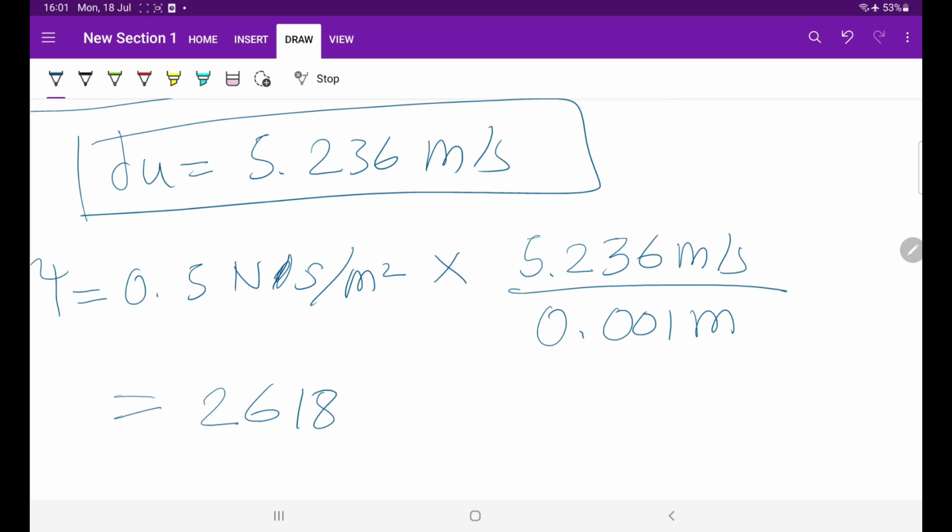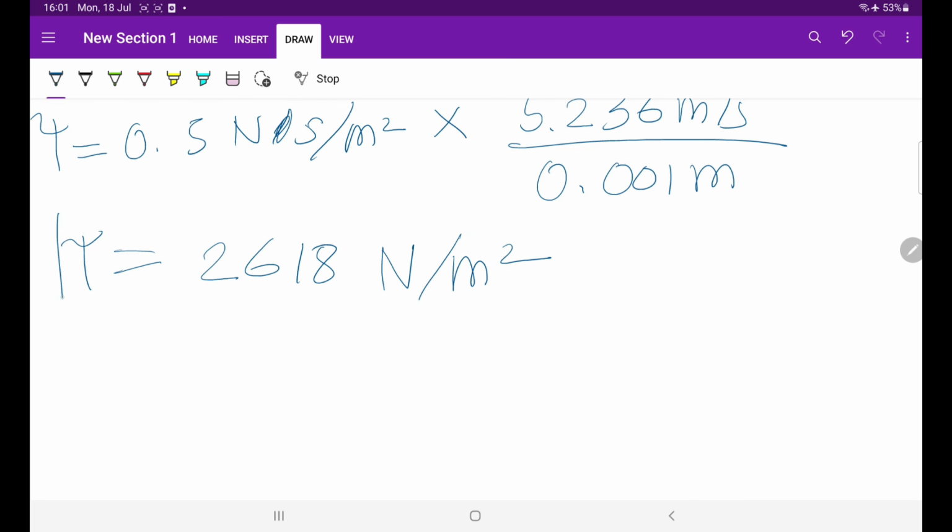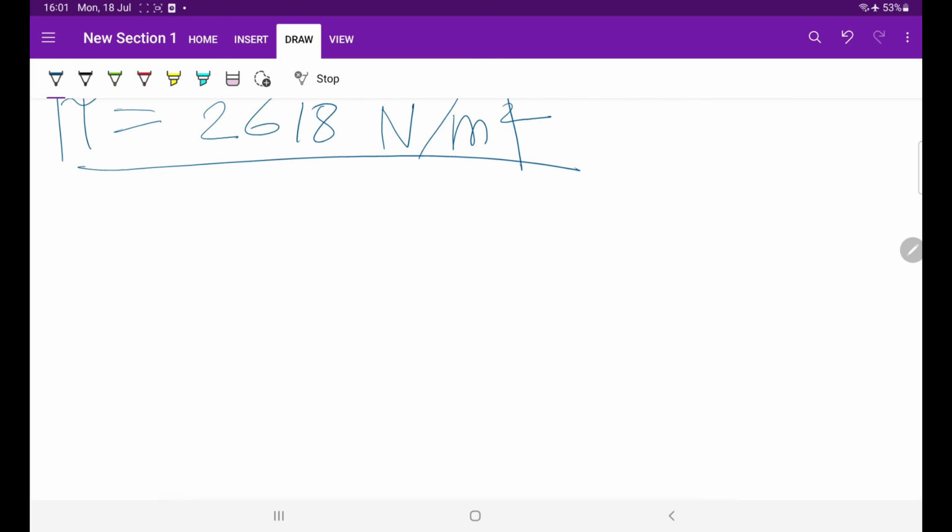As I had told you earlier also, these numericals come very often. As you can see, using these formulas this numerical has come. Okay, 2618, and the unit will be Newton per meter square, since the meter will cancel. So we have tau here. Now what do we need?